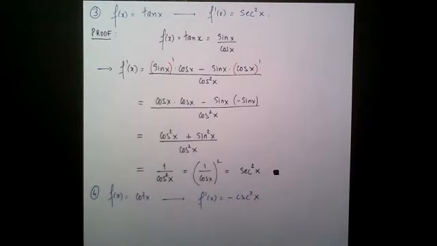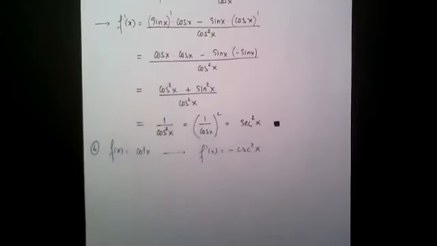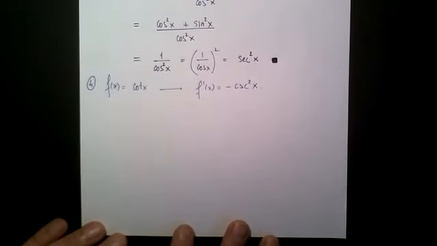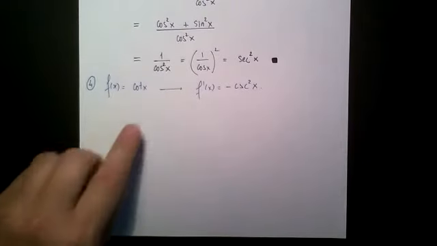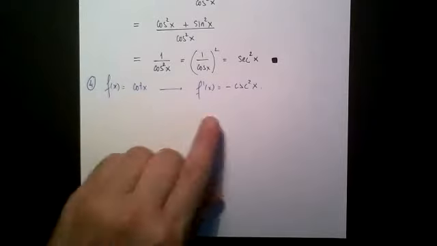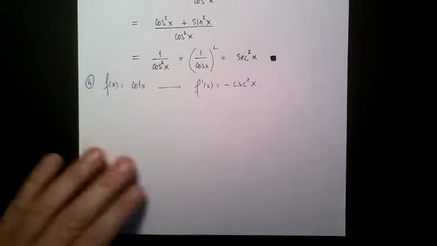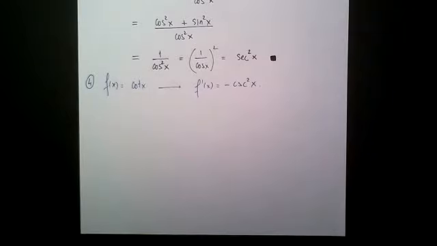Okay, number 4. There we go, right here. Let's try to fit it here. Okay, so if f of x now is the cotangent of x, show that f prime of x is negative cosecant squared of x.